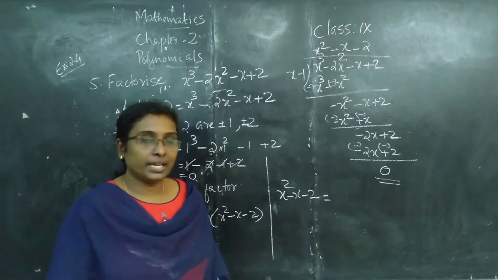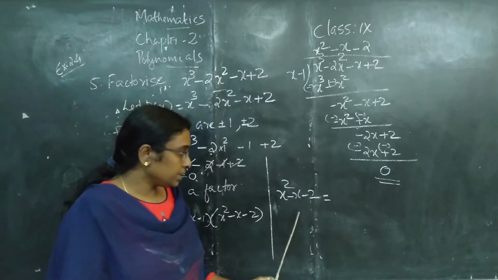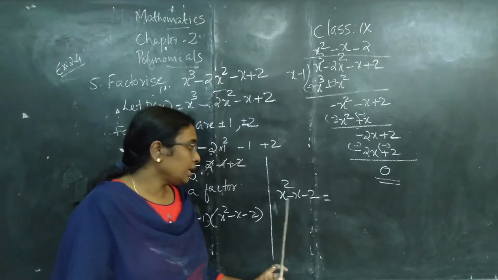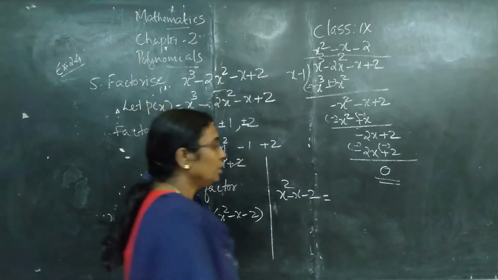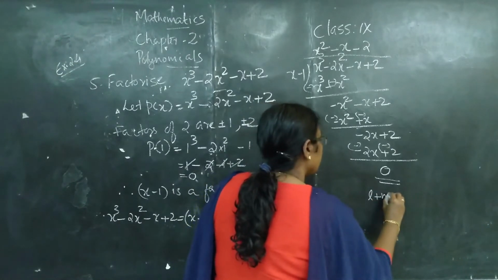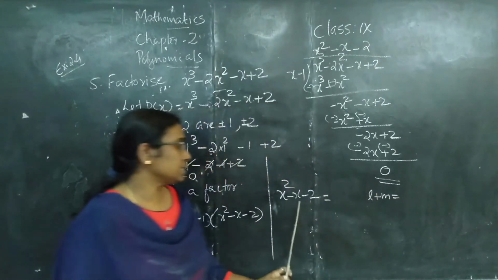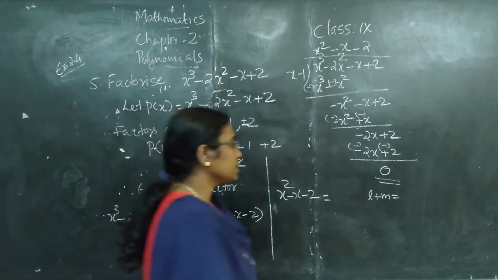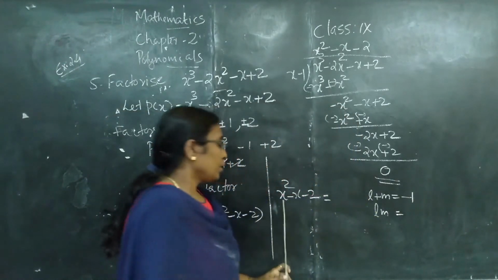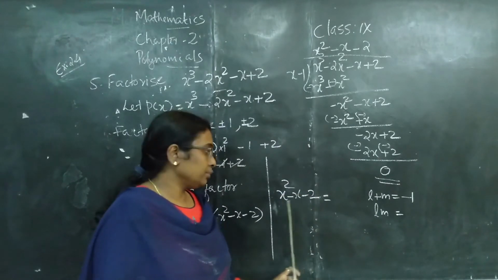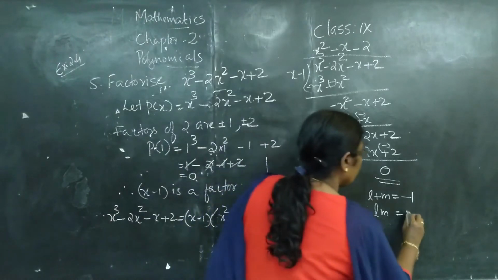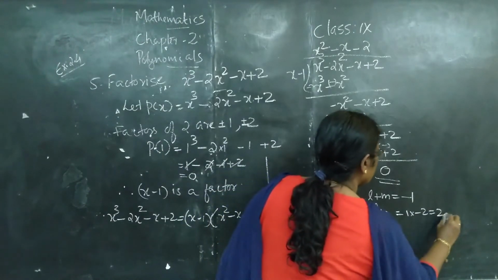For this, we find two numbers so that the sum is minus 1 and the product is 1 into minus 2, that is minus 2. We have to find two numbers such that the sum of those numbers is the coefficient of x, here minus 1, and the product is the coefficient of x square into the constant term. Here the coefficient of x square is 1, the constant term is minus 2. 1 into minus 2 equals minus 2.